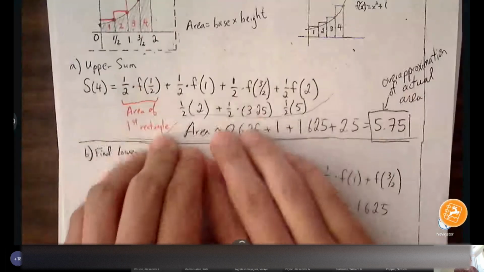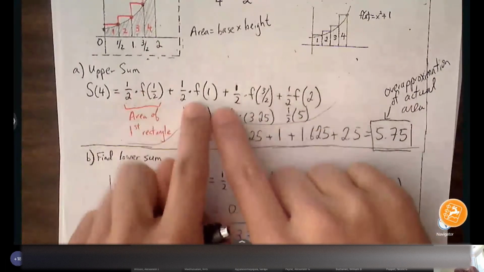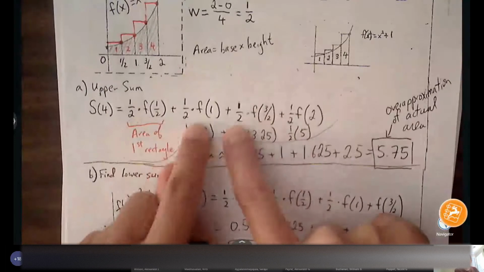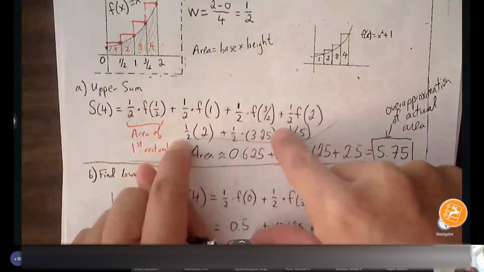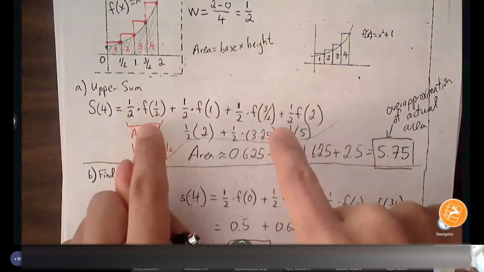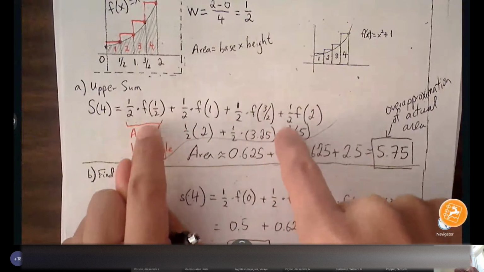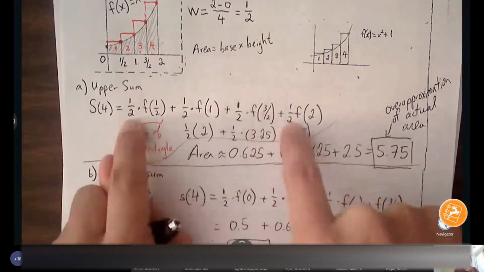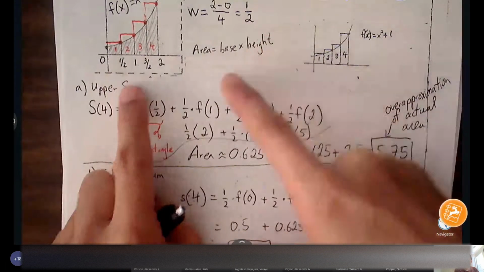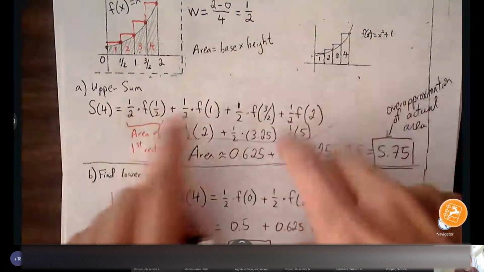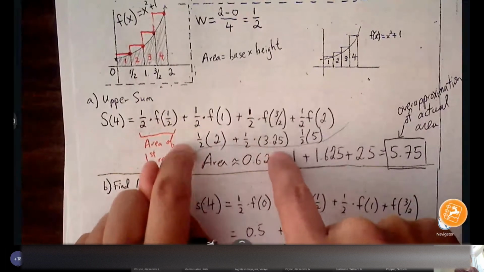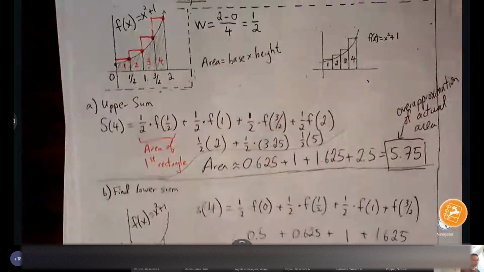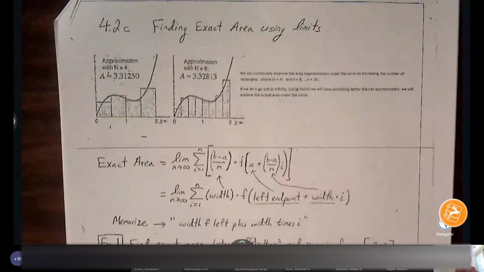The reason I wanted to go over this process is because today we're going to see how all these steps are going to be merged into a formula as we explore moving from approximation to exact area of a region. I'm going to come back and show how all this is merged and automated into a formula where we don't have to do all these steps if we're finding exact area. So today we're going to be finding exact area using limits.